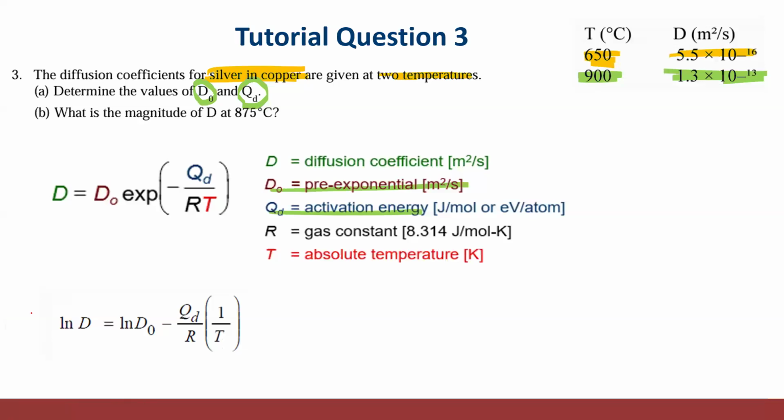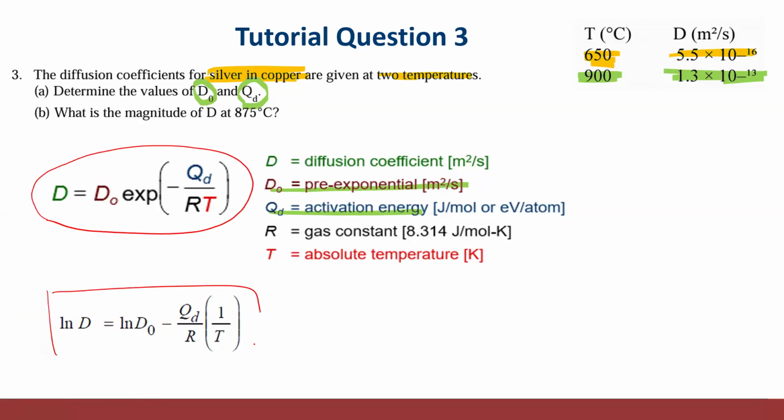How do we find it? So we have this equation. I already showed you this equation. The diffusion coefficient can be found using this equation. We can simplify that equation to this one as well. So you can either use the top one or the bottom one, both the same. So how can we find this?